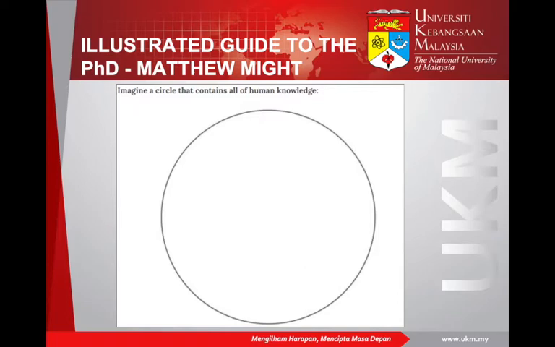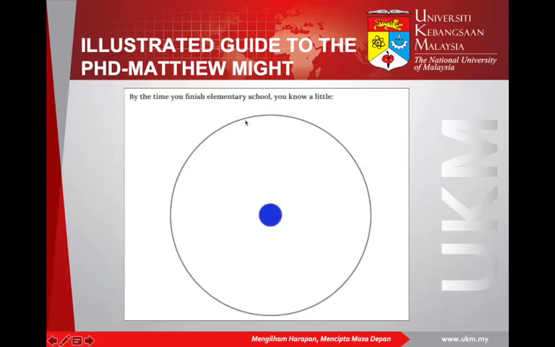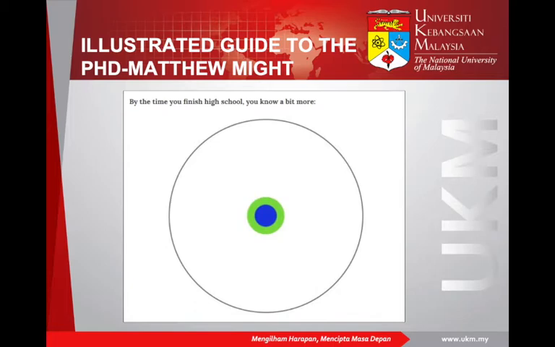So this is the illustrated guide to a PhD given by Professor Matthew Might. He said, imagine a circle that contains all of human knowledge. So this perfect circle is human knowledge. By the time you finish your elementary school, you know a little. So that's your knowledge level. Once you finish your high school, you know a bit more. So your knowledge is expanding a little.